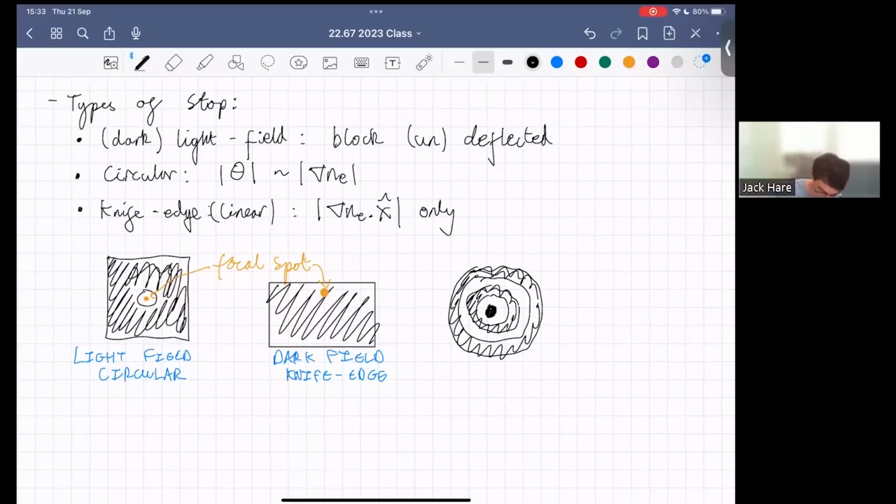One thing I will note is that the dynamic range of your diagnostic, which we'll talk about more later, depends a great deal on your focal spot size.